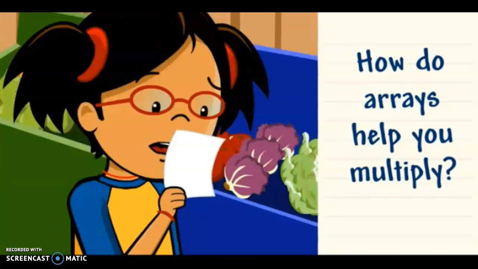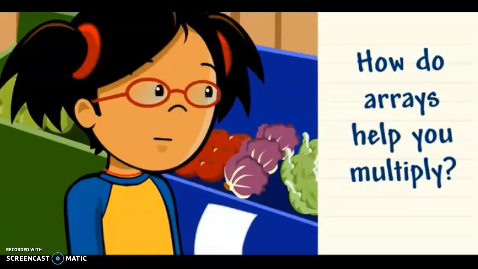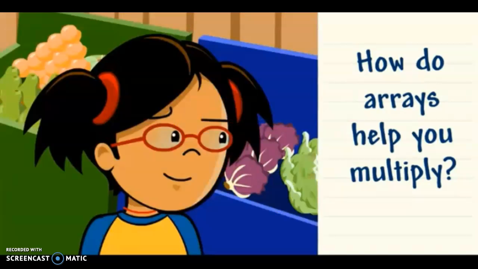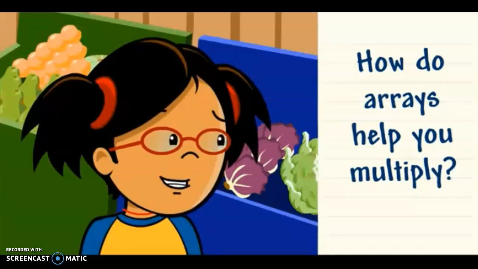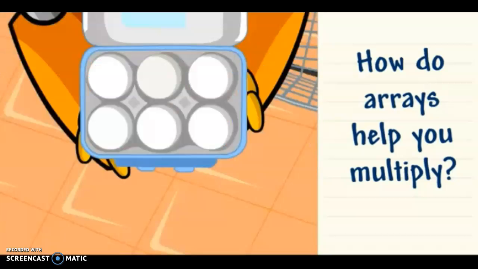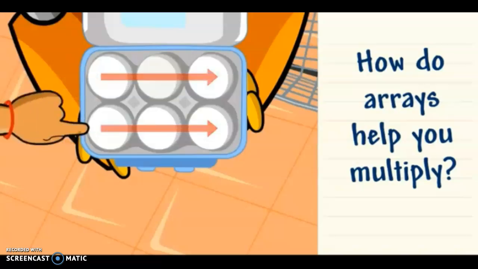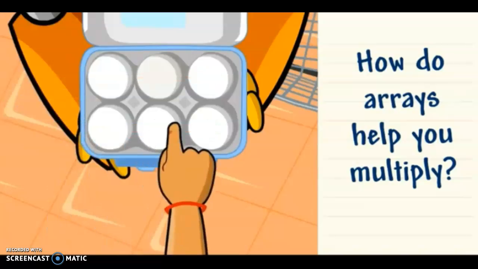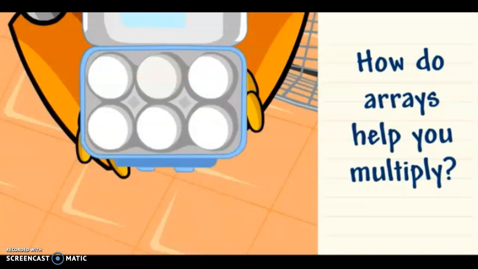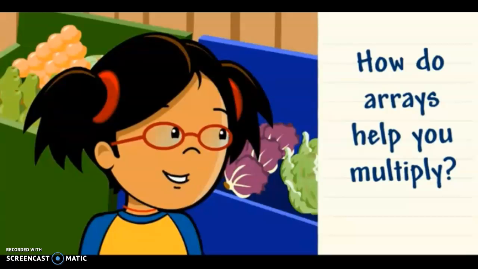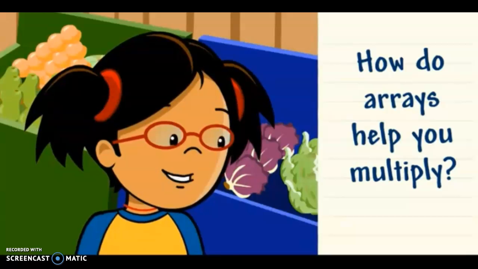We need to pick up 12 eggs for Grandpop. How many eggs are in there, Moby? There are 2 rows, with 3 eggs in each row. You can multiply to find the total number of eggs.